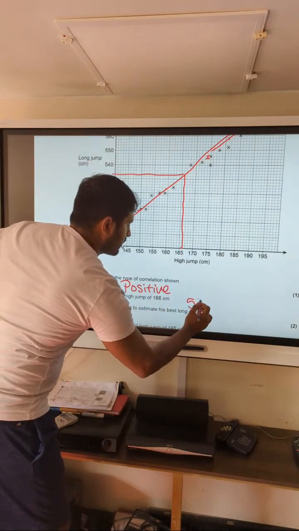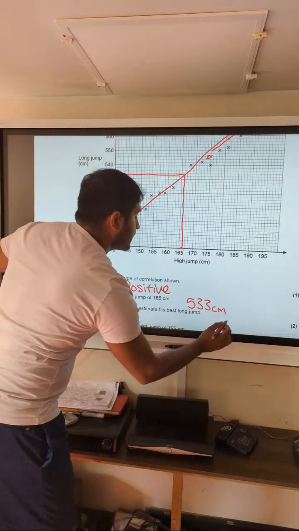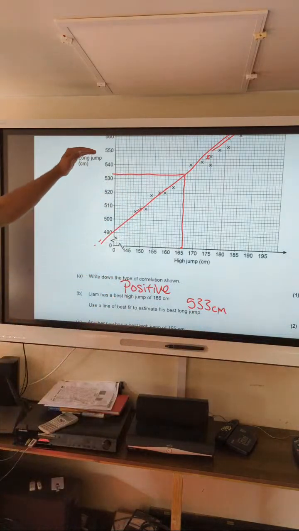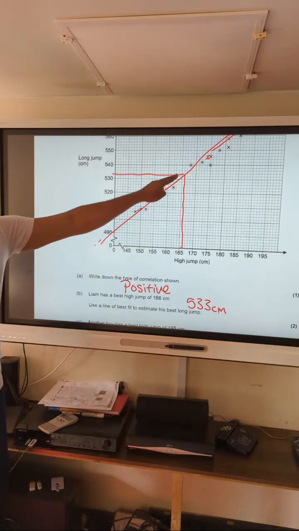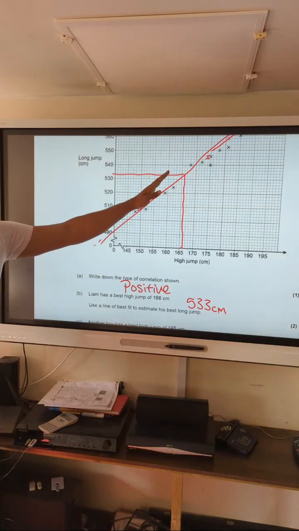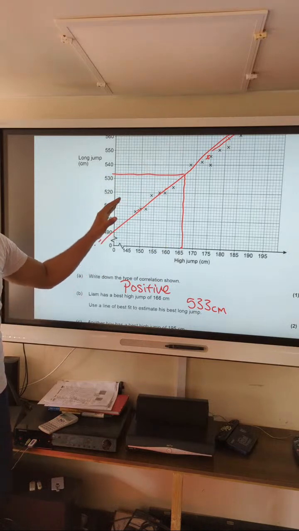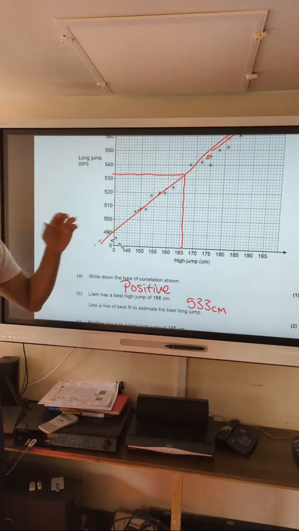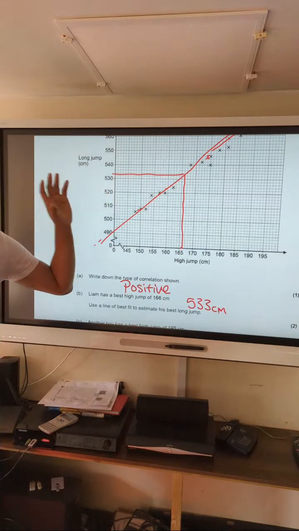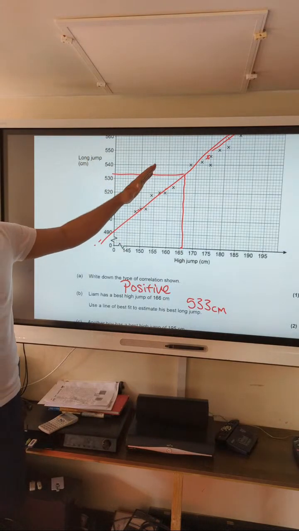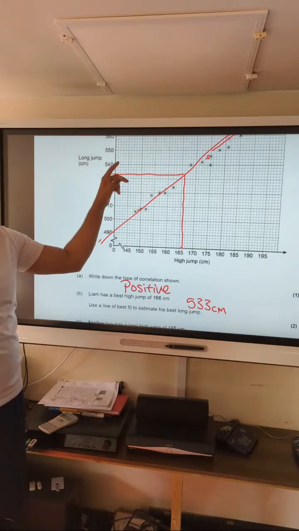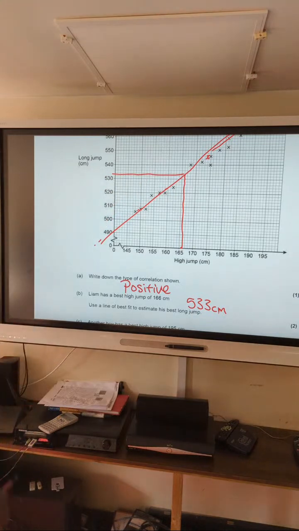Okay, 533 centimeters. There is always an allowance given to you on these ones, but you need to be showing these lines. As long as those are correct, you will get full 2 marks. Everyone will have a slightly different line of best fit, so everyone's answer would be slightly different. Your answer will be judged on the basis of how you've done your line of best fit.